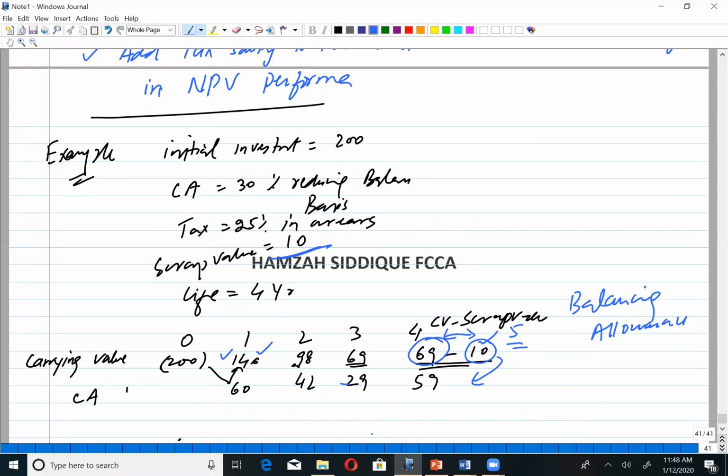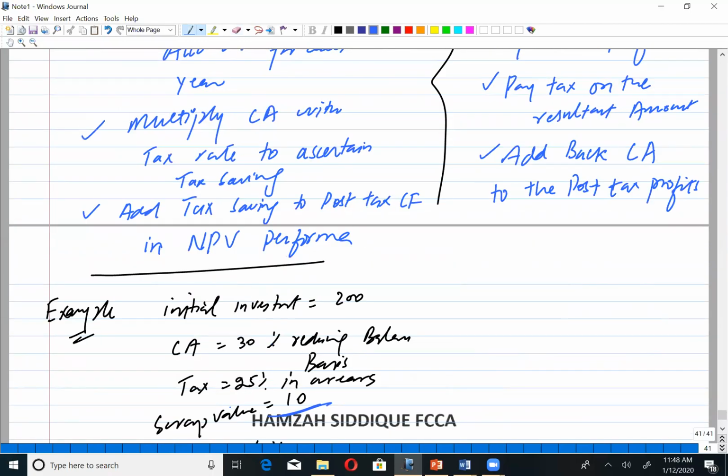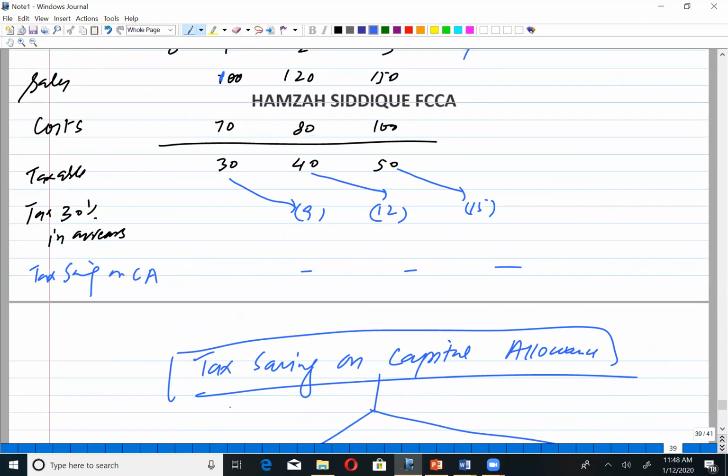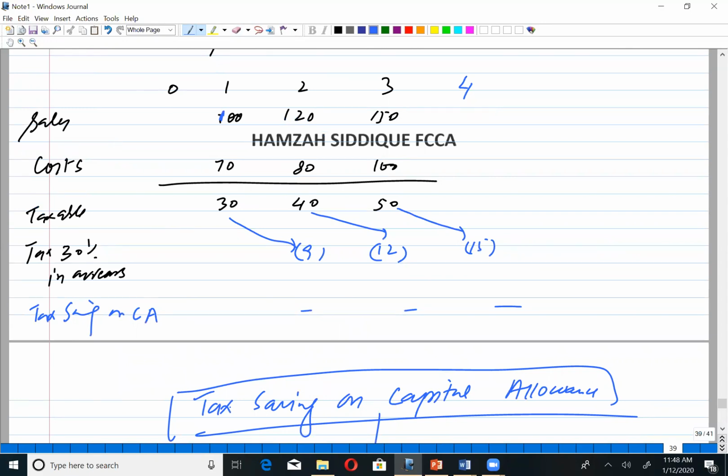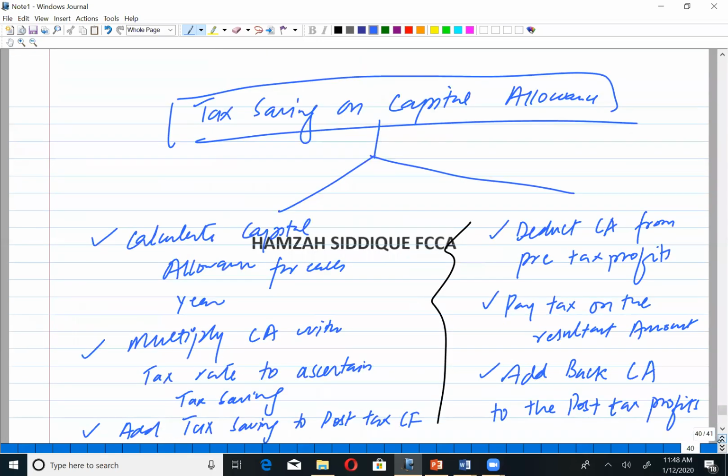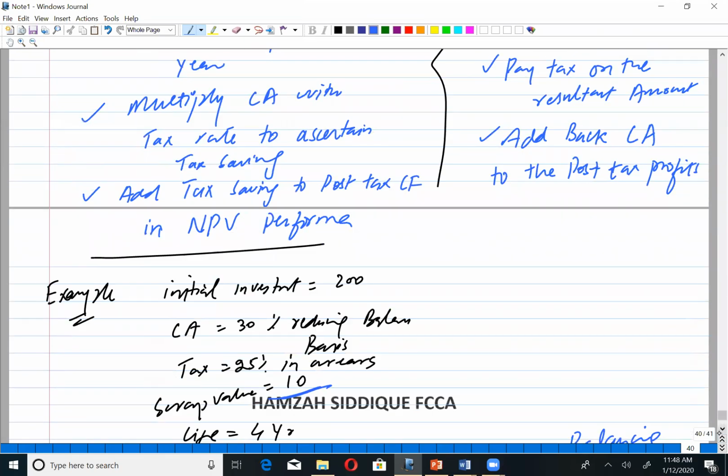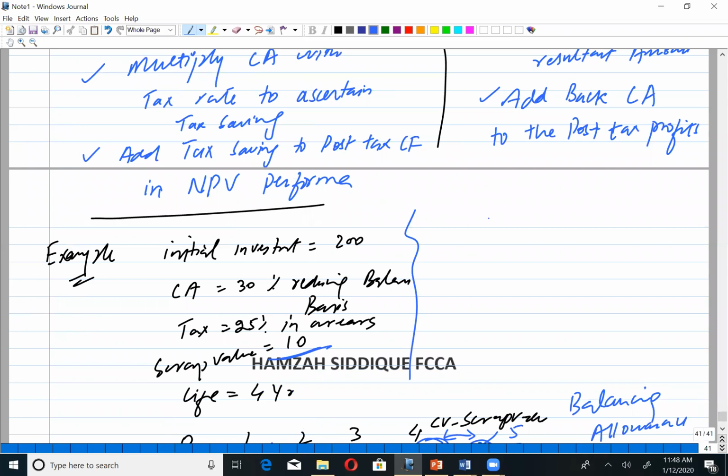30% capital allowances. You have calculated. These are the capital allowances. The first step is the same. Now, for example, let me take the above figures here, these figures, which I used. And I will copy it below. Yes, here below. Here 0, 1, 2, 3, and 4.